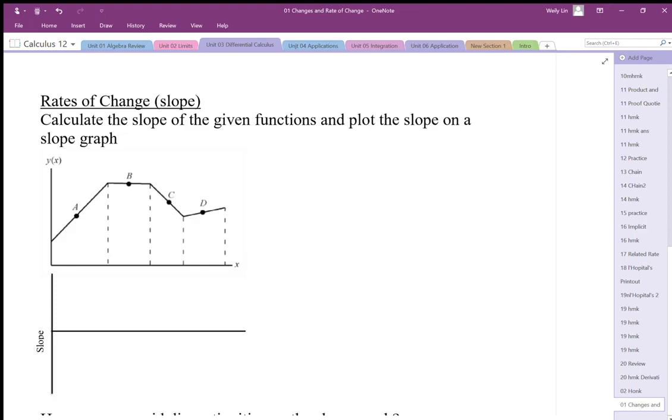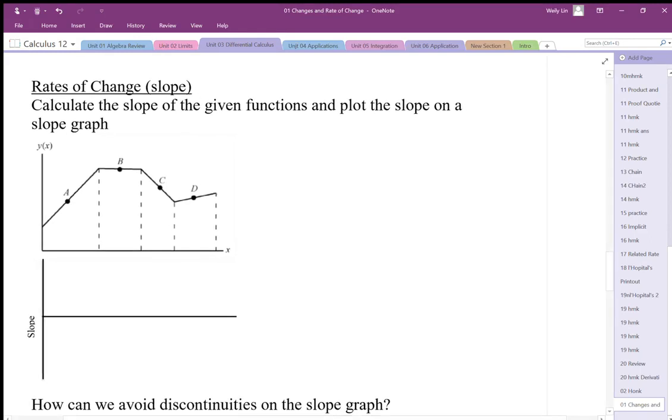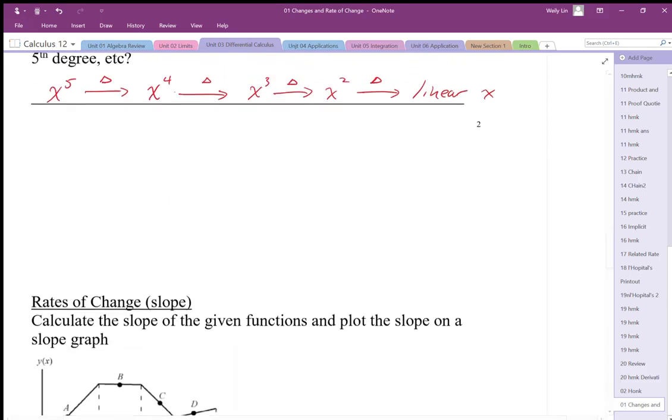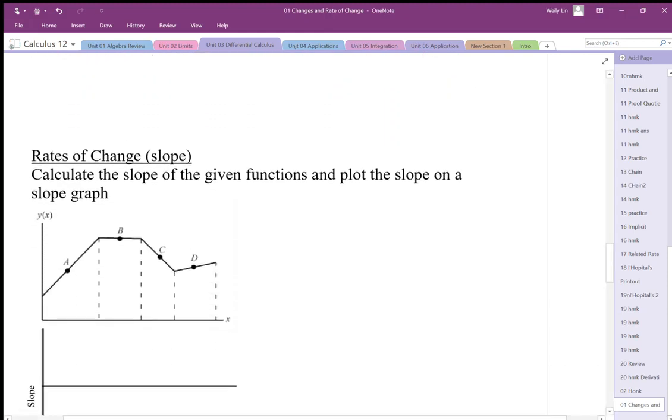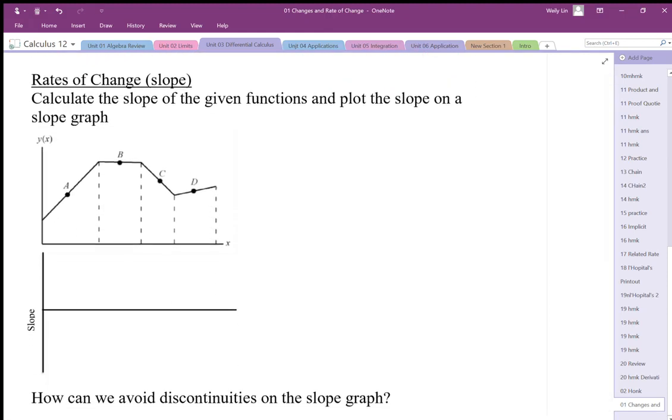So this next part here, we're looking at rates of change, or slope. Before, we were just looking at the changes in the y values, but we want to look at slope, which is change in y over change in x. The changes in y values and the rates of change are actually very closely related. So we're going to start looking at slope though.